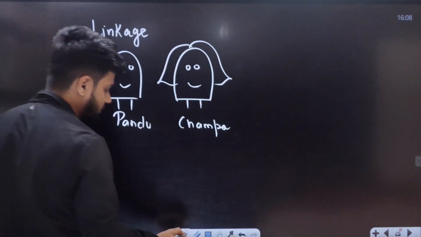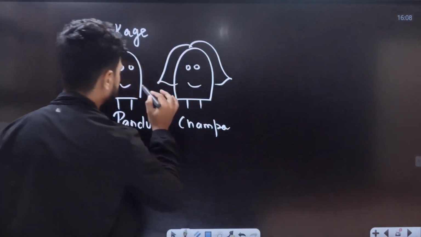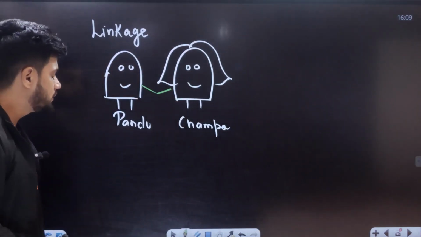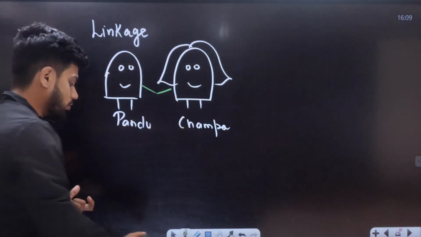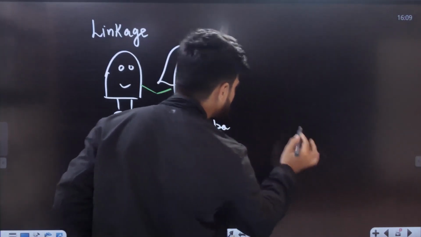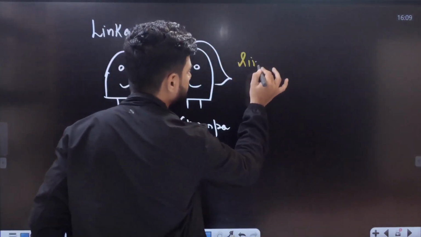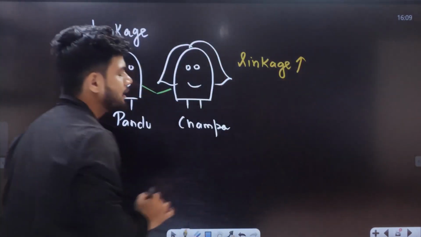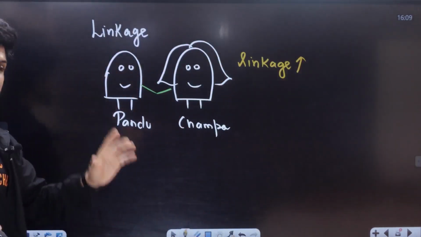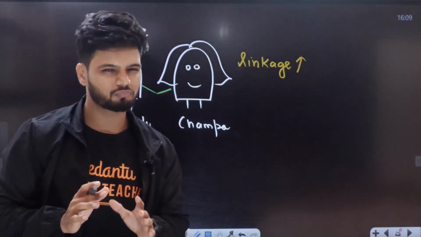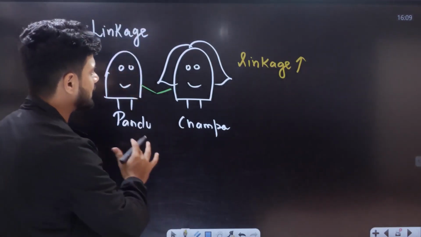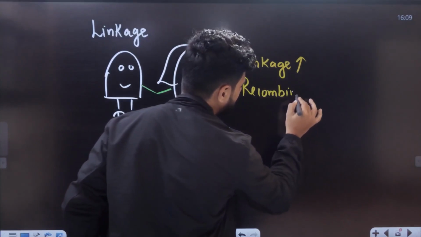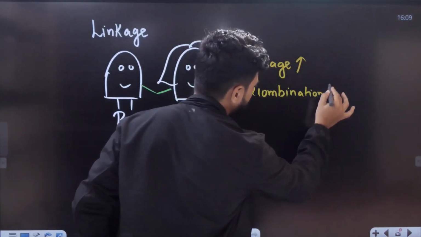Now, between them, the bond is very close. If the bond between Pandu and Champa is very close, can I tell the linkage between them is very high? The linkage between them is very high. Now, if the linkage between them is very high, is there a chance that they will fight with each other? Not very likely. So, if the linkage is very high, recombination is very low.